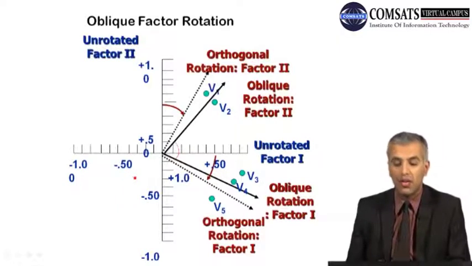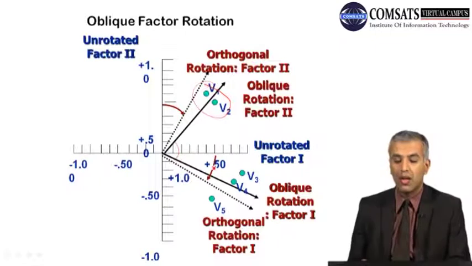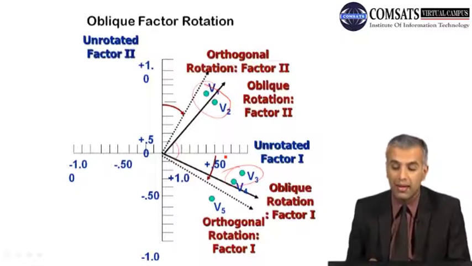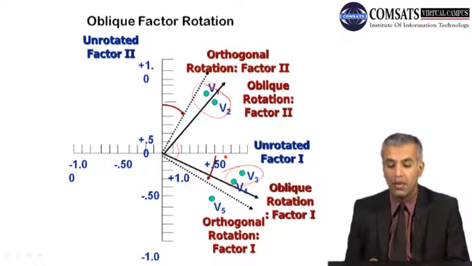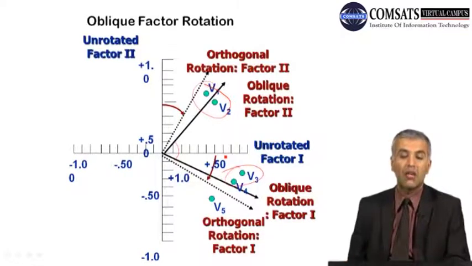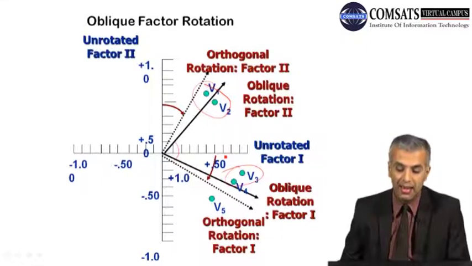Again, by rotation of these two axes, the variables here get near to these axes, and likewise the variables V3 and V4 get near to the x-axis on this side. When we are trying to measure these variables with reference to a certain factor, they give us a clear indication of which variable is attached to which factor. So that is why oblique factor rotation is used, but we will have a detailed discussion on it later on.